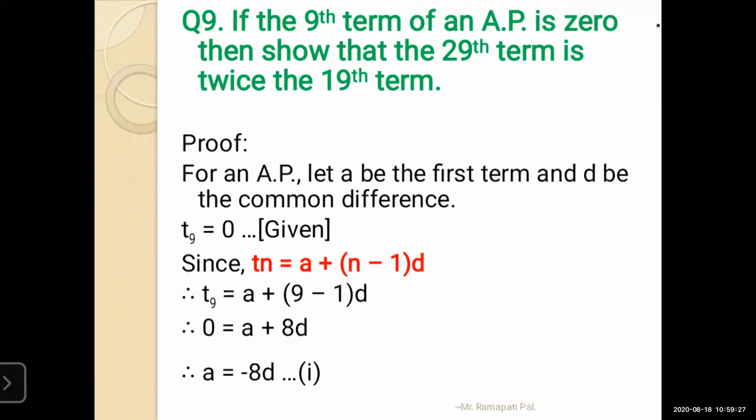Okay? But what we will do? We will take 8D to the other side, so it will become minus 8D. That is A is equal to minus 8D. So it will become equation number 1. Is it clear?